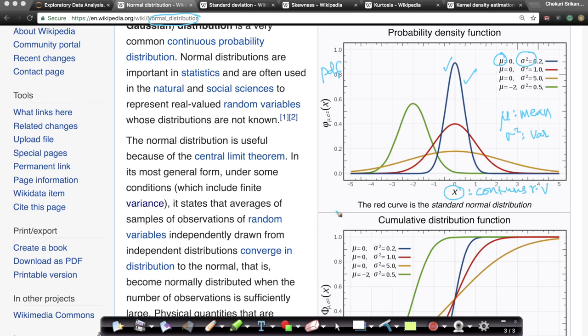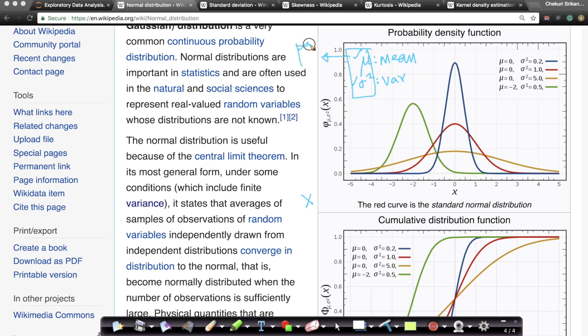Which basically means there's a very interesting thing: if you tell me your mean and your variance, your sigma square is nothing but variance. If you tell me that your random variable x follows Gaussian distribution, and you give me its mean and variance, nothing else, just these two values, I can tell you what its PDF is. So these two values are called the parameters of the distribution. Your mean and variance are the parameters of the distribution.